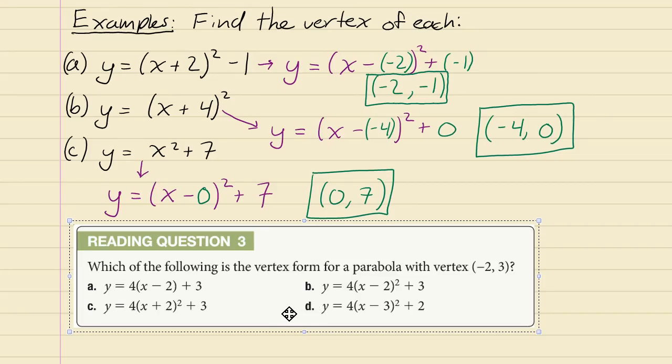Here's a quick reading question for you to do. These reading questions, by the way, you don't have to copy them down. They're supposed to be pretty quick. You can just write your answer on your paper. Maybe write the actual equation, whichever equation you think it is, as the correct answer, but you don't need to write down all the choices you're not choosing.